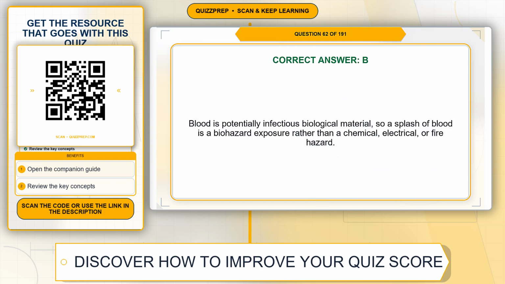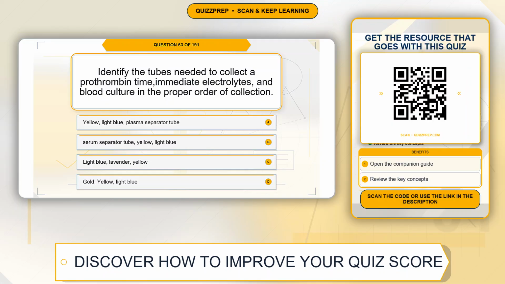Explanation. Blood is potentially infectious biological material, so a splash of blood is a biohazard exposure rather than a chemical, electrical, or fire hazard. Question 63. Identify the tubes needed to collect a prothrombin time, immediate electrolytes, and blood culture in the proper order of collection.